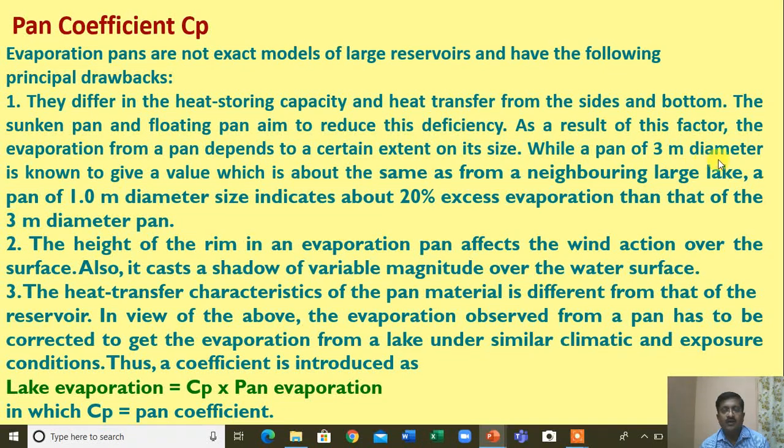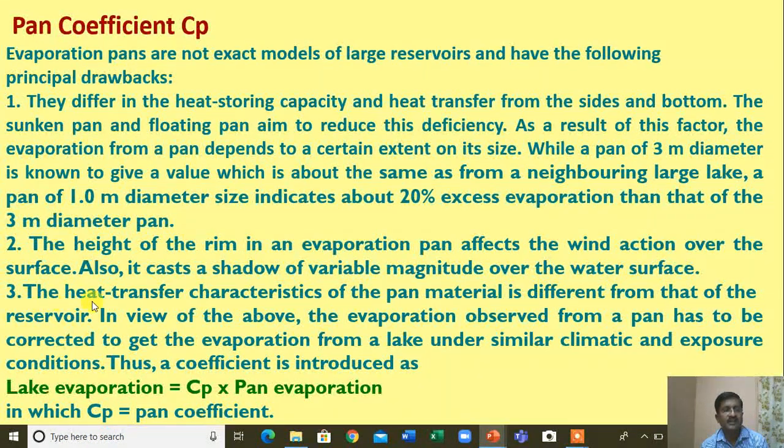A pan of 3 meter diameter is known to give a value which is about the same as the neighboring large lake, and a pan of 1 meter diameter indicates about 20% excess evaporation compared to a 3 meter diameter pan. Second, the height of the rim in an evaporation pan affects the wind action over the surface. Also, it casts a shadow of variable magnitude over the water surface.